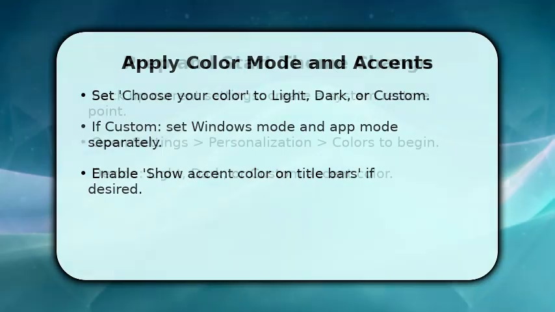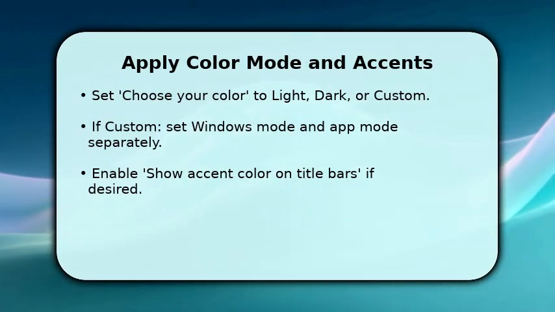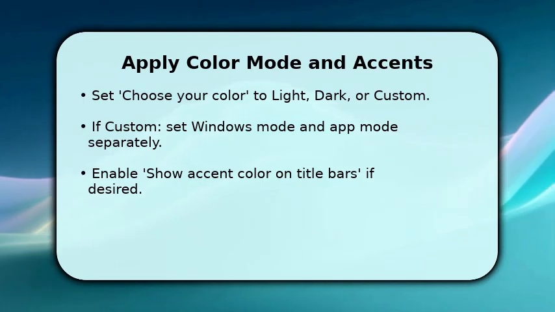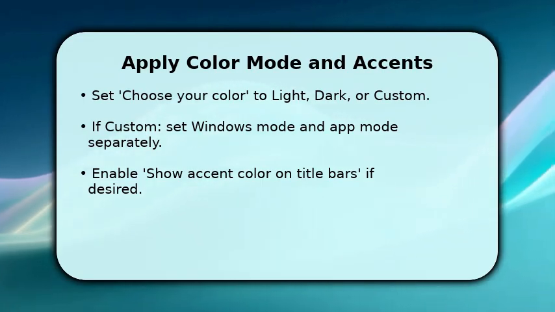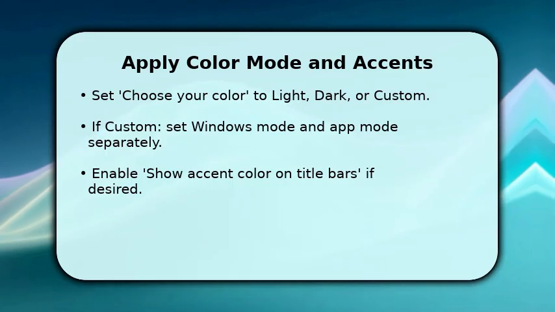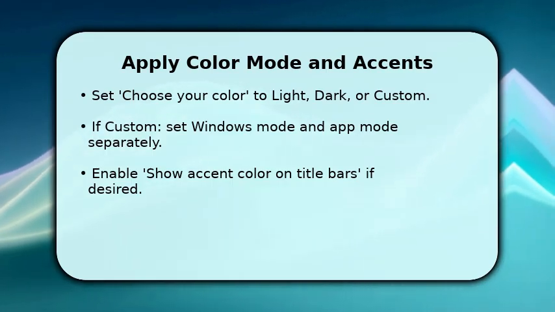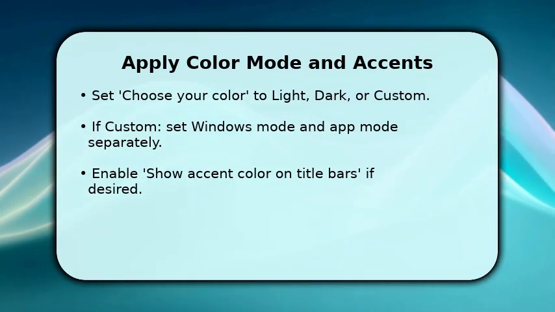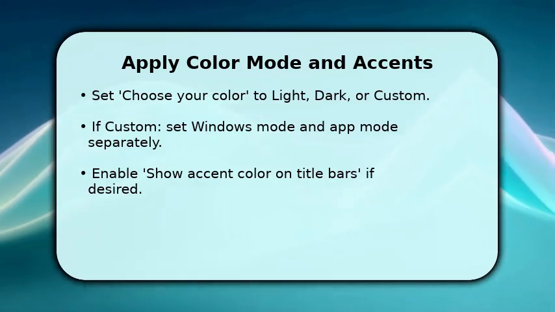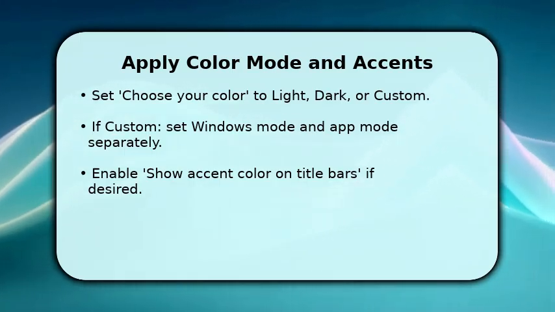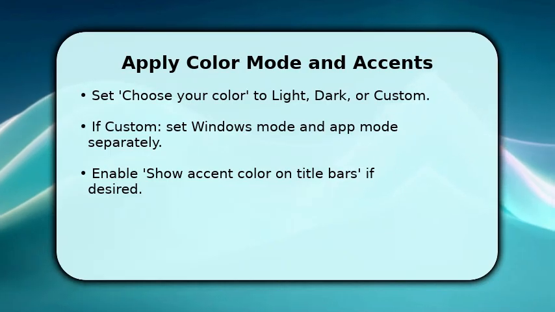Now you'll apply the actual theme choices. Pick light or dark to immediately change most UI, or choose custom to set Windows mode and app mode independently. This is useful if you want a dark File Explorer but light system dialogues. Then scroll to accent color and pick, or let Windows pick based on your wallpaper.